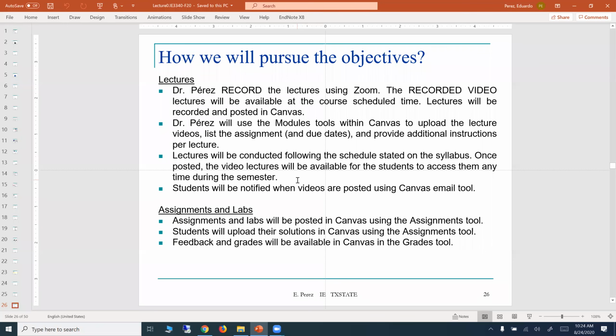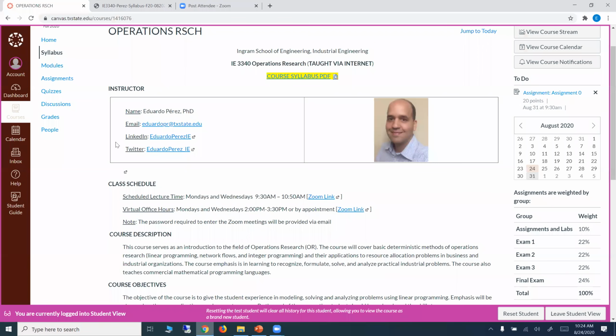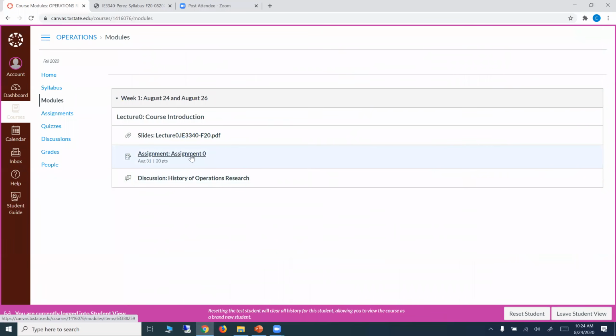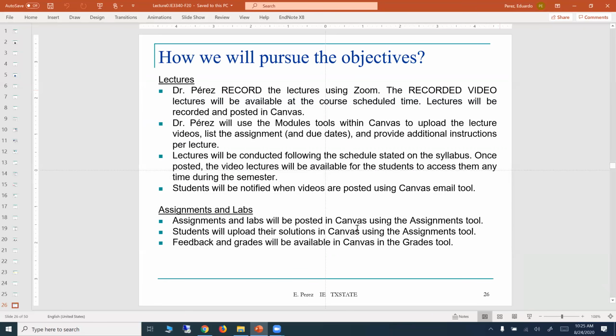So assignments and labs will be posted in Canvas using the assignment tool. So you will access those also using the modules. So if there's any assignment, it will be listed here. You see assignment. They are going to be part of the lecture content for that week. Same thing for the labs. Students will upload their solution in Canvas using the assignment tool, and feedback and grades will be available in Canvas using the grades tool.